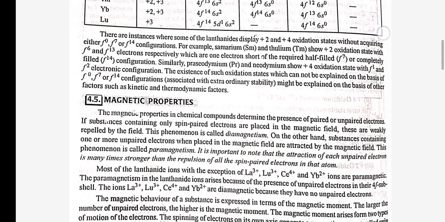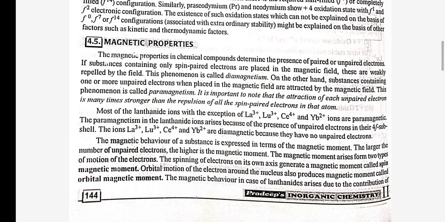Magnetic properties. The magnetic properties of a chemical compound are determined by the presence of paired or unpaired electrons. If a substance containing only spin-paired electrons is placed in a magnetic field, it is weakly repelled by the field. This phenomenon is called diamagnetism. On the other hand, substances containing one or more unpaired electrons, when placed in a magnetic field, are attracted by the magnetic field. This phenomenon is called paramagnetism.